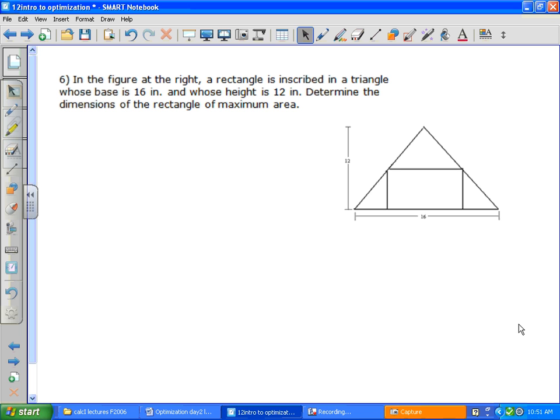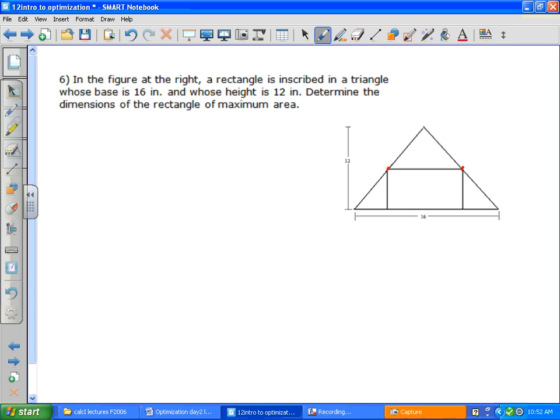So here we have another example on optimization, for which I'll give you a hint and ask you to try to complete it. Okay. So we're given that a rectangle is inscribed in a triangle. So the vertices of the rectangle basically need to be on the triangle. So the corners of your rectangle must touch your triangle. And the base of the rectangle must lie along the base of your triangle. We know the dimensions of the triangle. It's 16 by 12.